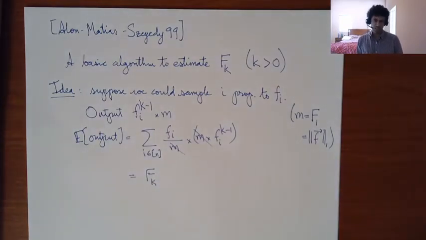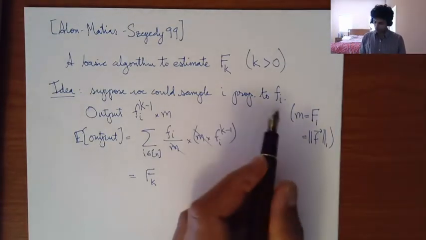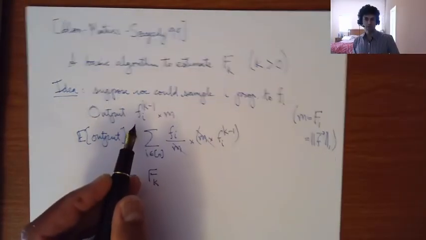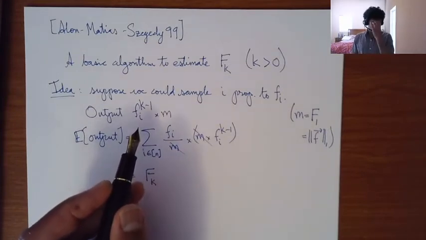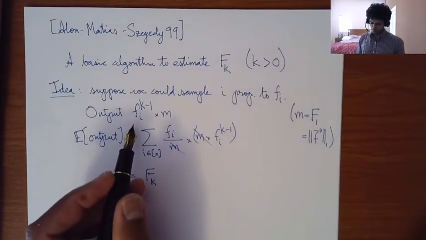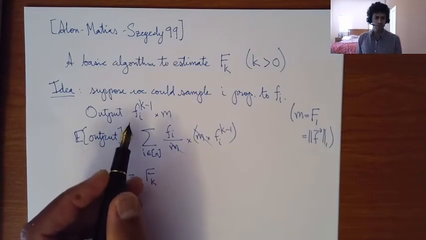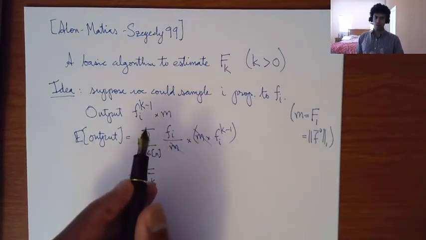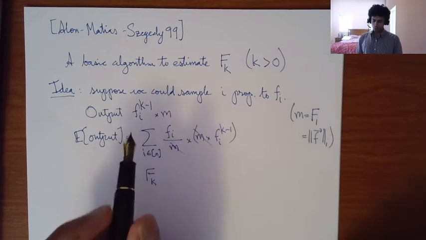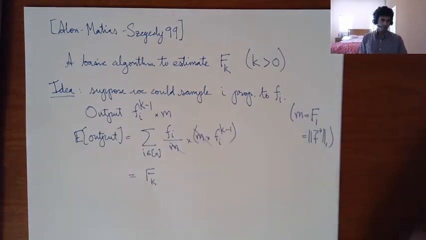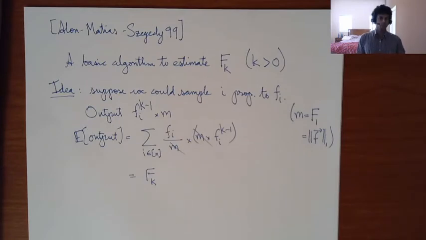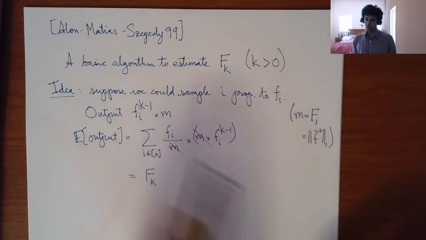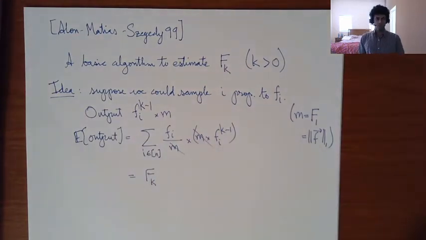So this is the idea: sample i proportional to f_i, and then output f_i to the power k minus 1. This is a really neat idea, by the way. It's something to remember that when you're trying to estimate a moment, if you could sample i proportional to its frequency, then you could output f_i to the k minus 1.